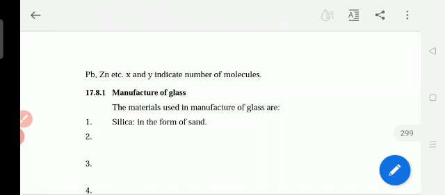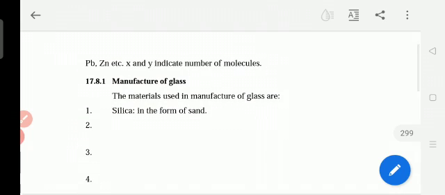Manufacture of glass. The materials used in the manufacture of glass are, first, silica in the form of sand. Silica means sand. Second, alkali metal in the form of sodium carbonate or potassium carbonate, or a mixture of salt cake and carbon. Sodium carbonate means Na2CO3. Potassium carbonate means K2CO3, or a mixture of salt cake and carbon, that is Na2SO4 plus C. And divalent metal means what?